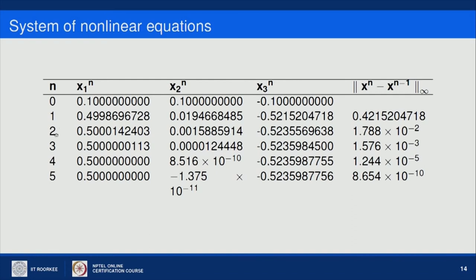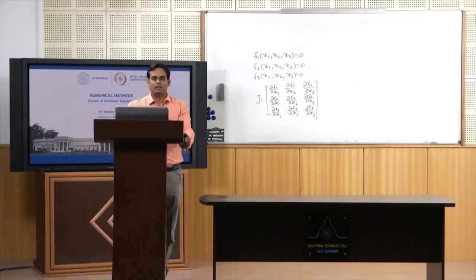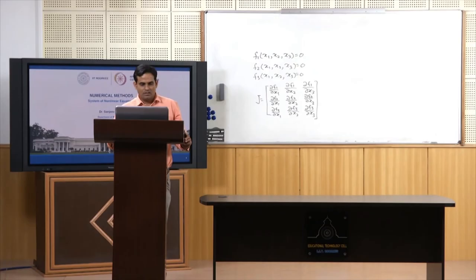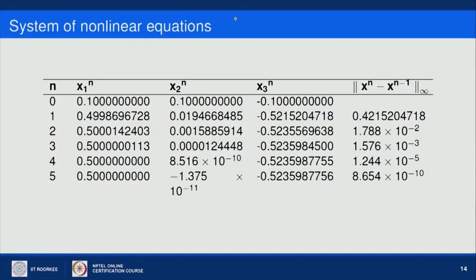So, for the second iteration, I will get x1 as 0.5, then this is x2 and this is x3, and here this difference will be of order 10 raised to power minus 2. In the third iteration, these are the values, and the difference is of 10 raised to power minus 3. In the fourth iteration, these are the values, and the difference is of 10 raised to power minus 5. So, here you can notice the difference is decreasing. It means we are moving towards the exact solution. In the fifth iteration, these are the numbers, values for x1, x2 and x3, and the difference is of order 10 raised to power minus 10.